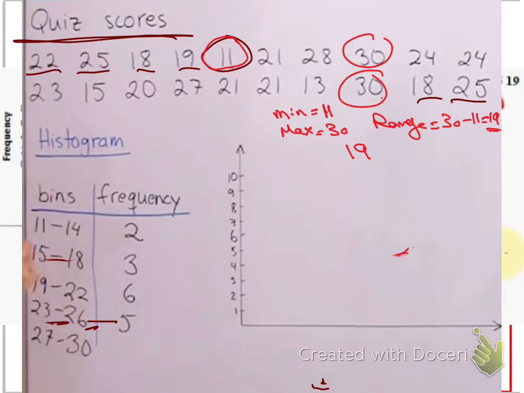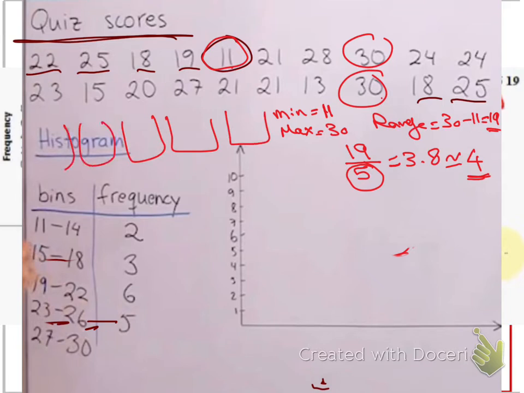use 5. For small samples, use 5. If it is 100 or 80, you can use up to 10, okay? So 19 divided by 5 equals 3.8, which is approximately 4. We always round it up, okay? It's 4. So now I have decided to use 5 bins. So I put all the data in 5 bins.